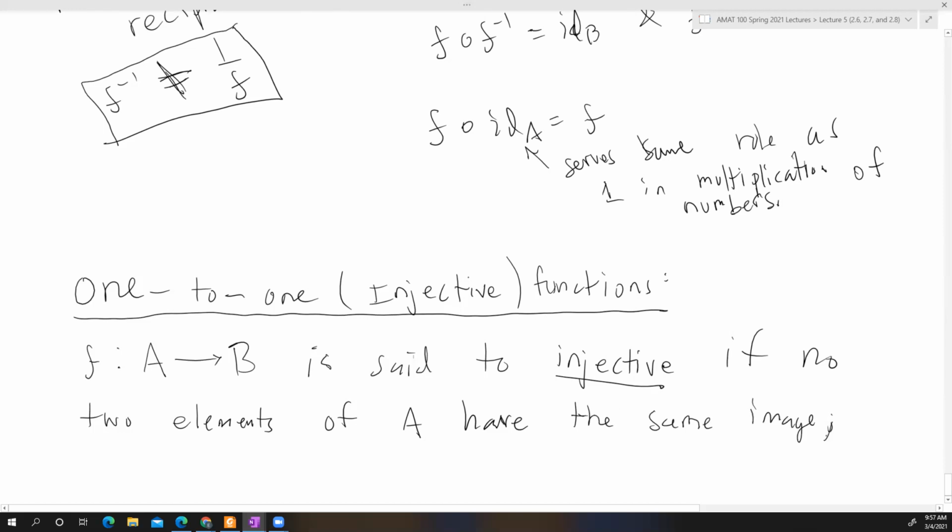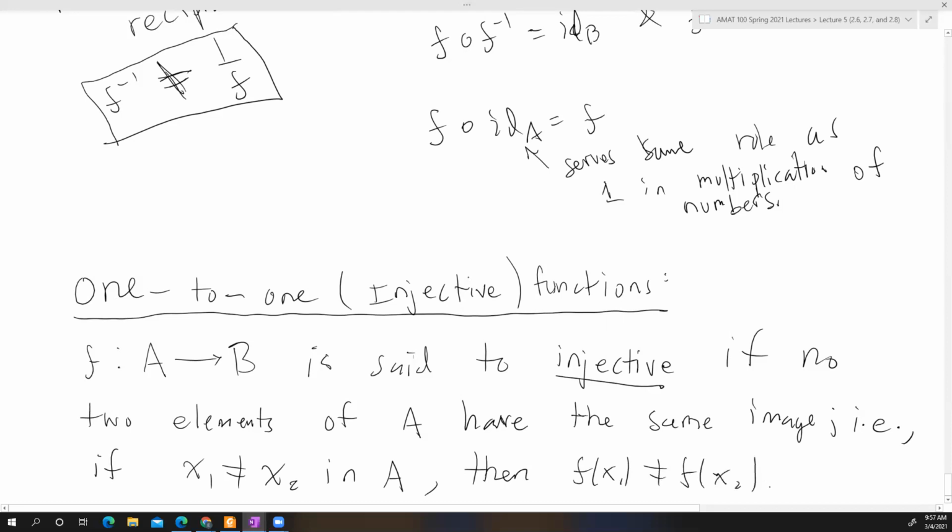And put a little bit more formally in mathematical symbols, that is, if you have x1 not equal to x2, and they are points in A, so x1 and x2 are in A and they're not equal, then f of x1 is not equal to f of x2.